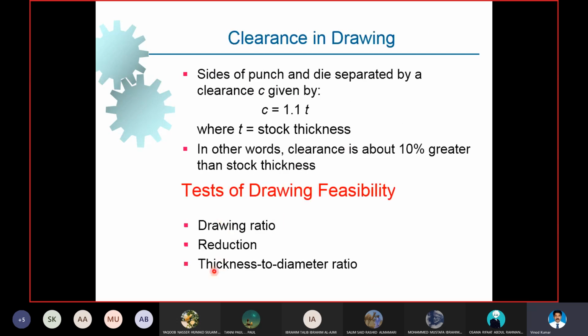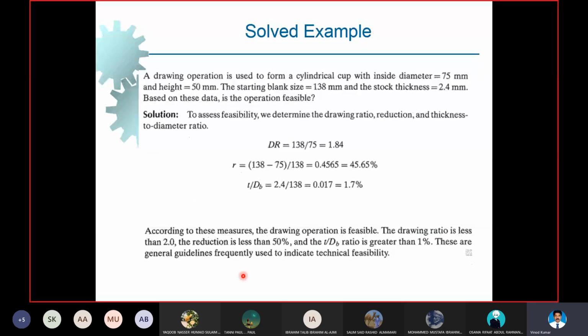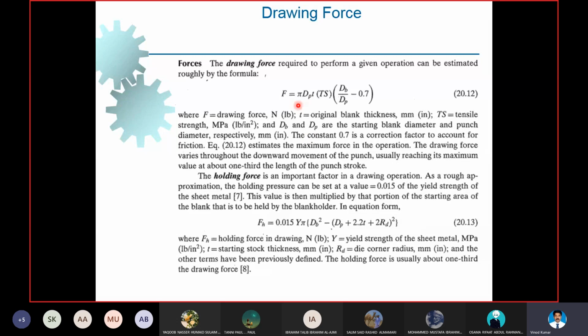If any one of the conditions is not satisfied, you will not produce a cup, you will not produce a can, you will not produce an automobile body. All 3 will have to be satisfied to prove that the material undergoes a drawing operation. So like in any other process, our aim is to study how much drawing force is required.